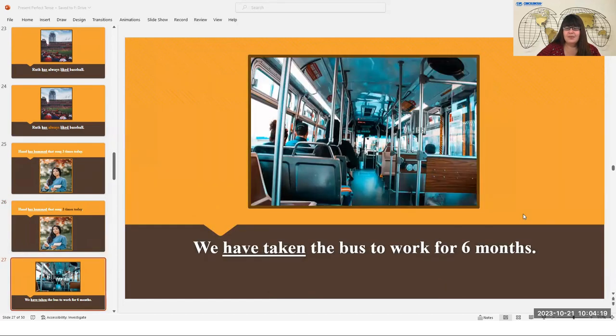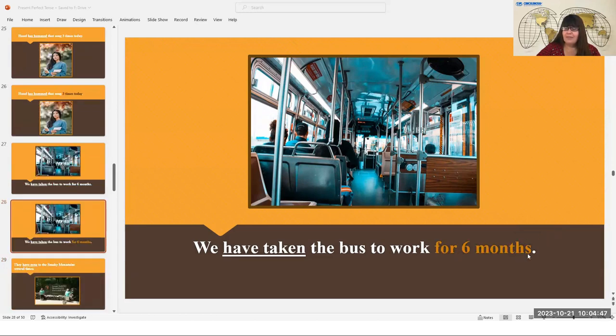We have taken the bus to work for 6 months. Now, this is an example of something that started in the past and it continues until today. So 6 months ago, we started to take the bus. And each day, take the bus, take the bus, take the bus. Today, we take the bus. So that action has continued for 6 months. So it's telling us how long this action has continued.